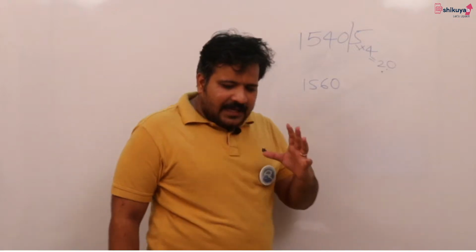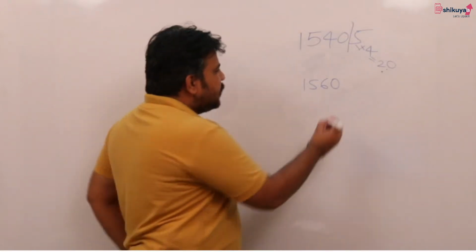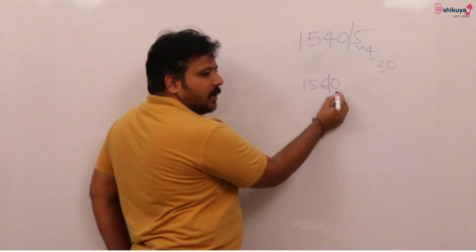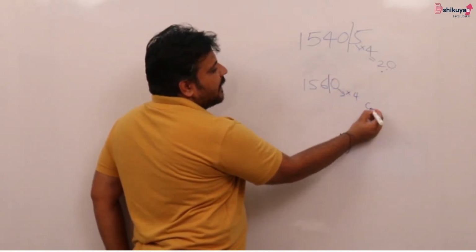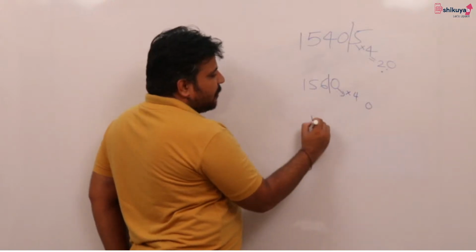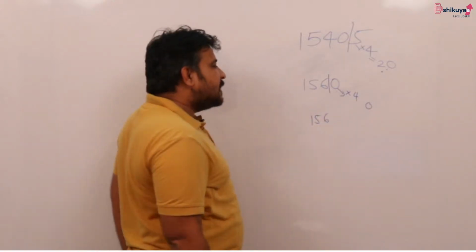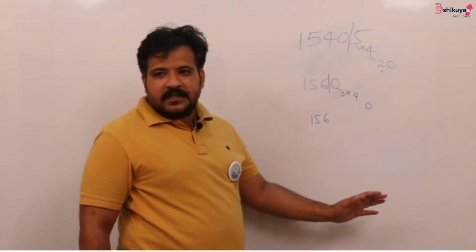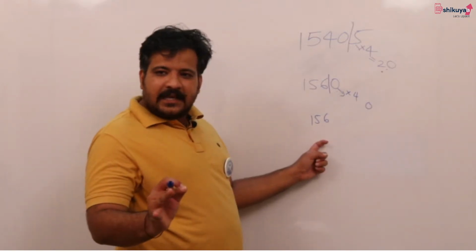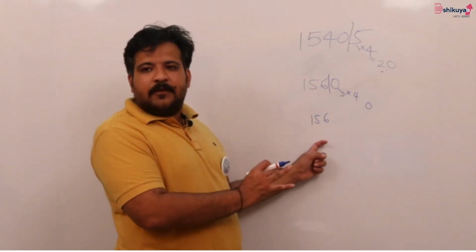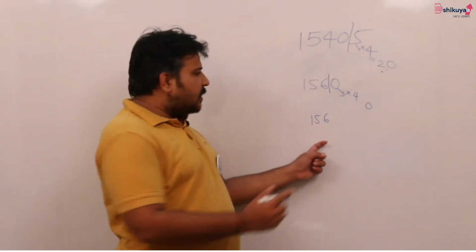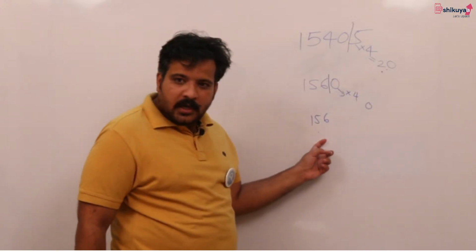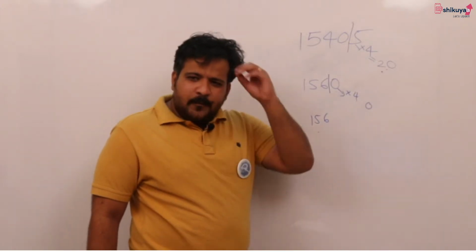Now you can clearly check that we have a 0 over here. So even if we multiply this by 4, we will get a 0. I will add this to the remaining number, that is 156 plus 0, that is 156. Now you can easily check by dividing this 156 by 13. You will immediately be able to understand whether this number is divisible by 13 or not. Are you getting my point? So this is a very simple technique.